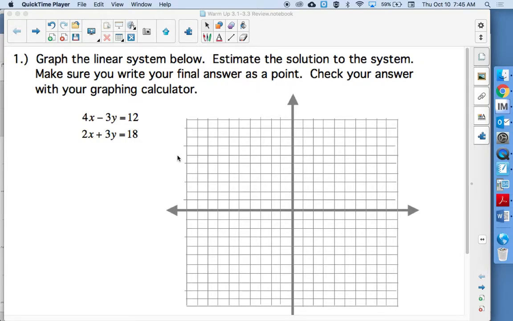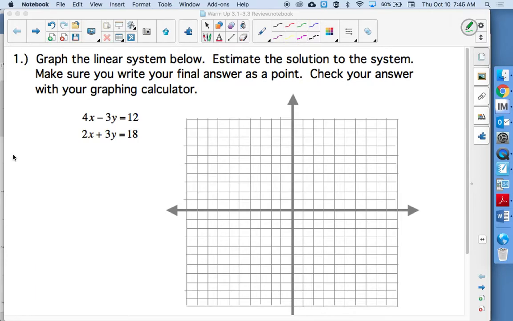The system, which was the first thing we talked about when we started chapter 3. So in order to graph this system, Sadie, what do you have to do with the equations? Right. So y equals mx plus b.